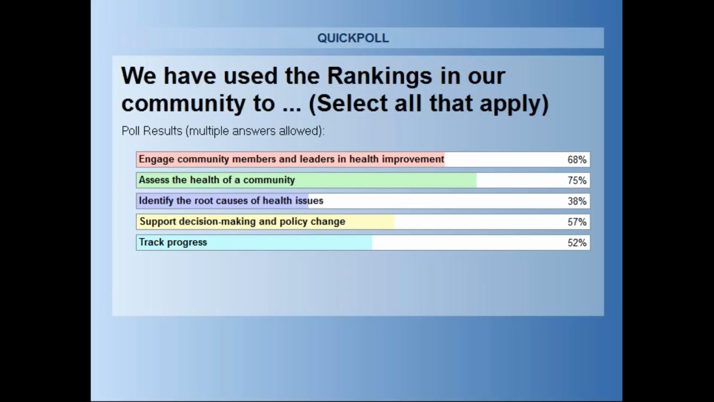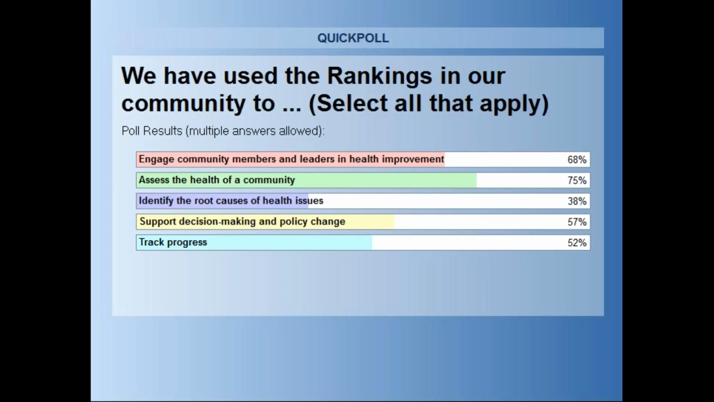I think a lot of communities use it to assess the health of a community as a starting point for assessment, and I think that makes really good sense. It's a great starting point. Yeah, I'm excited to see the amount of people that use it to engage community members and leaders in health improvement. And I think we're hoping that some of you will share some examples of how you might have done that on the webinar today. So be thinking about those and share them in the question box.